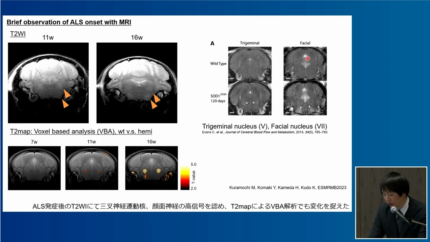First, we present visual observations from T2 weighted images. Mild hyperintensity of the trigeminal motor nucleus and facial nerve was observed on T2 weighted image after the onset of ALS. Hyperintensity on T2 weighted image has been reported in previous studies. In addition, we statistically compared voxel by voxel T2 maps and found significant differences in these regions.